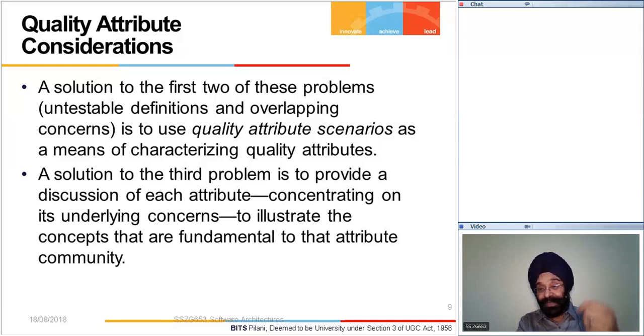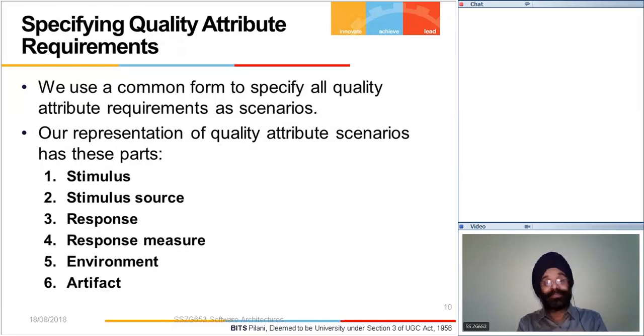We will see in a while what a scenario looks like. A scenario has the following parts. The scenarios operate around an artifact. So, an application consists of artifacts. This artifact could be a software system, it could be a hardware system, any particular component or module or submodule of interest to us, for which we are looking for a quality attribute.